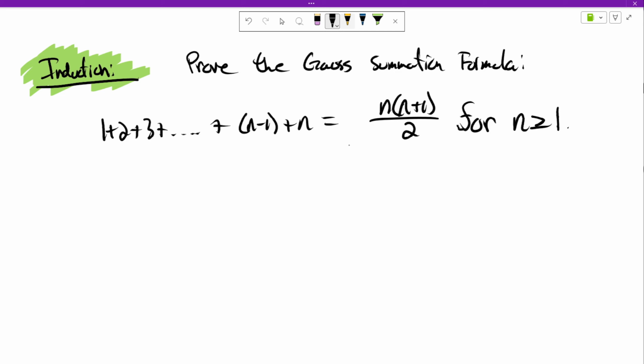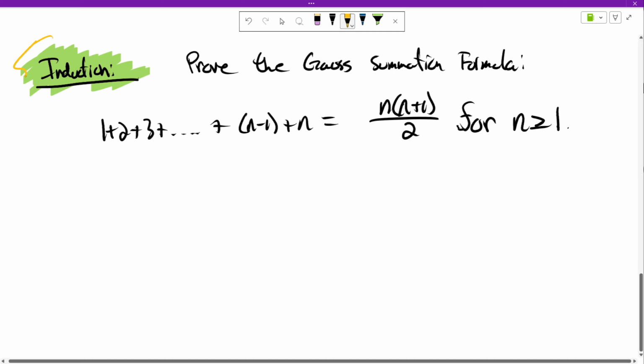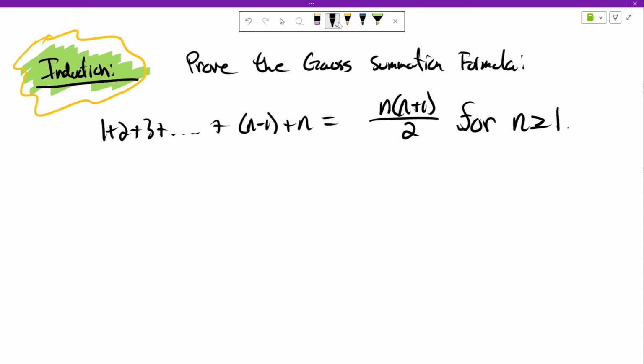Whenever you're encountering a question about all natural numbers, this is saying for every natural number, this formula holds. The first thing that you should think about is to use induction. Induction is applied almost as a knee-jerk reaction whenever you encounter a statement about all natural numbers.